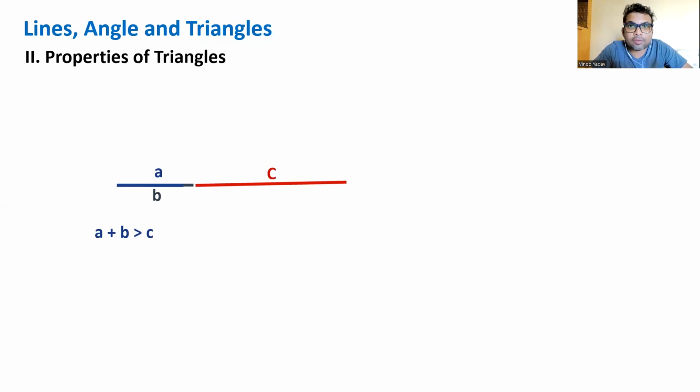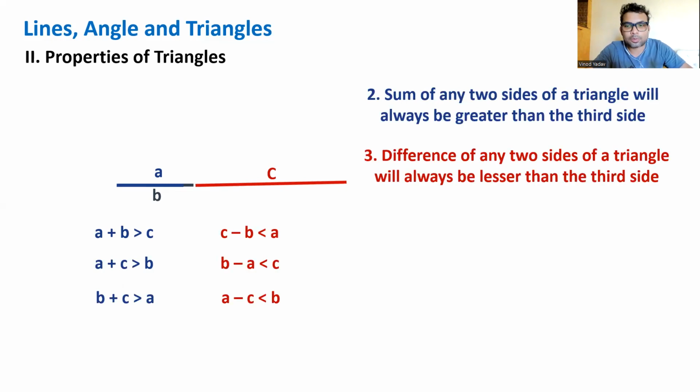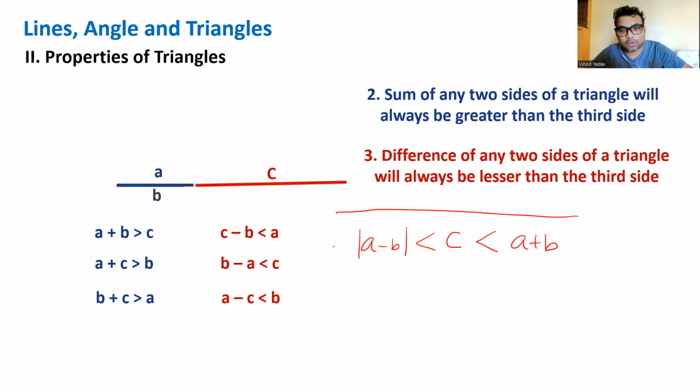That becomes one of the very important properties regarding forming a triangle. Similarly, difference of two sides will always be less than the third side. So if I connect both of them, suppose ABC, I take C as one of the sides, it should be more than the difference of the other two. I don't know which one is bigger, so I'm putting the mod, and it should be less than the sum of the other two. So this we call the triangle inequality.